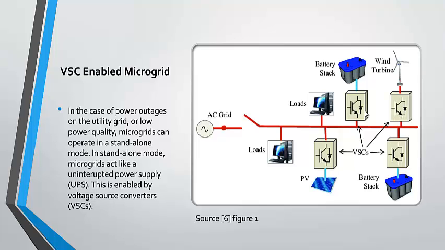VSC-enabled microgrid. In the case of power outages on the utility grid or low power quality, microgrids can operate in a standalone mode. In standalone mode, microgrids act like an uninterrupted power supply, or a UPS. This is enabled by voltage source converters. And here's a little figure here that you can see how it's connected to the bus line and other components of the grid.